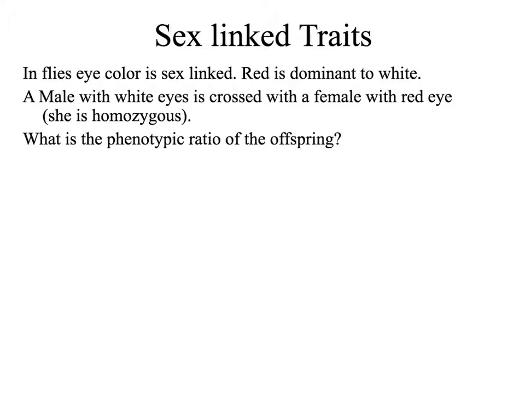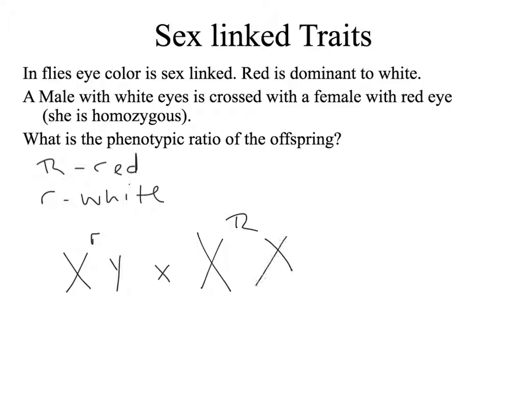So in fruit flies, we have eye color sex-linked, and red is dominant to white. So first step is to set up a key of alleles, just like any other problem. Big R is dominant, so red, little r is going to be white. Our male fly is white-eyed. This means that he has X little r, Y. The female's genotype is homozygous dominant. So she's going to be X big R, X big R.